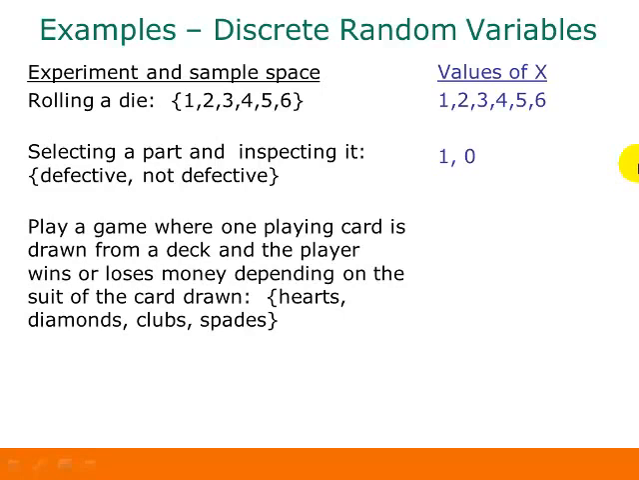Another experiment we could do would be to play a game where one playing card is drawn from a deck and the player wins or loses money depending on the suit of the card drawn. So the possible outcomes when you draw a card from the deck and only look at the suit are the 4 suits: hearts, diamonds, clubs, and spades. Now again, to define a discrete random variable, we have to give those outcomes numerical values. So if we're playing a game and we're winning or losing money depending on the suit, then we could assign each suit with the amount of money that we would win or lose if we drew a card in that suit. So here are some possible values for x.